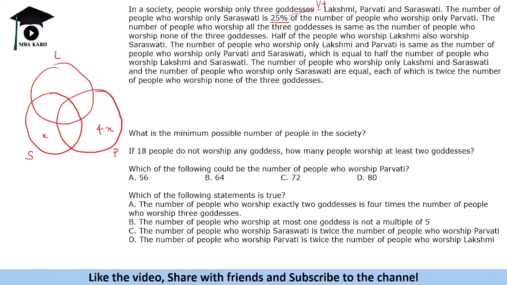The number of people who worship all the three goddesses is same as the number of people who worship none of the three goddesses. So let us say all three is y. So this will also be y.